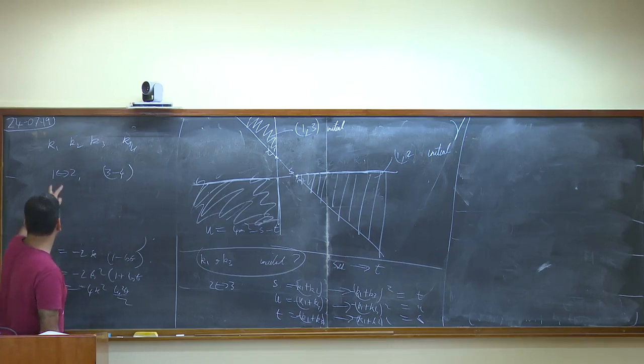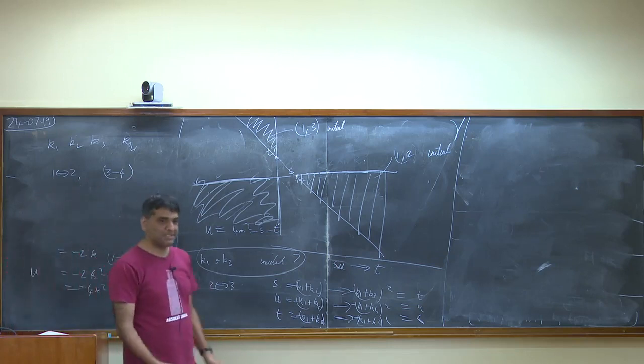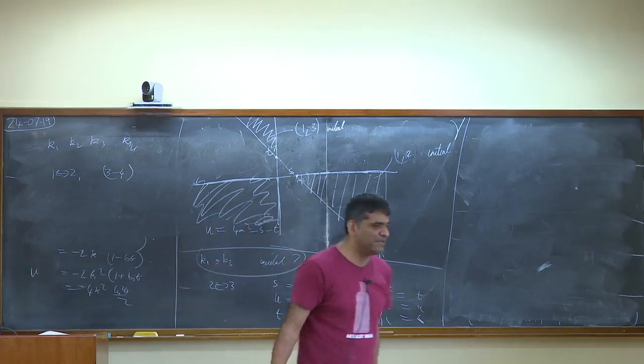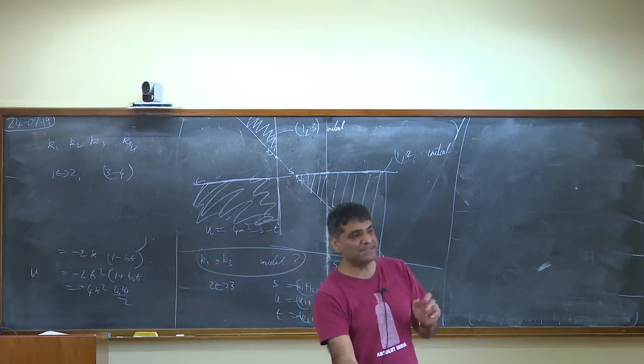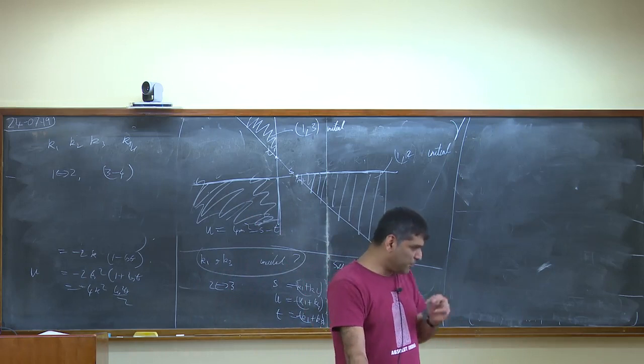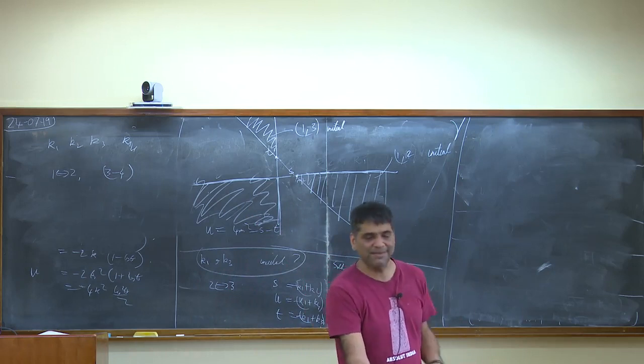Then S, which was 1 plus 2 the whole thing squared, now becomes 3 plus 4 the whole thing squared, which is the same as 1 plus 2 the whole thing squared by momentum conservation. T, which was 1 plus 3 the whole thing squared, goes to 2 plus 4 the whole thing squared, which is the same as 1 plus 3 by momentum conservation, and so on.